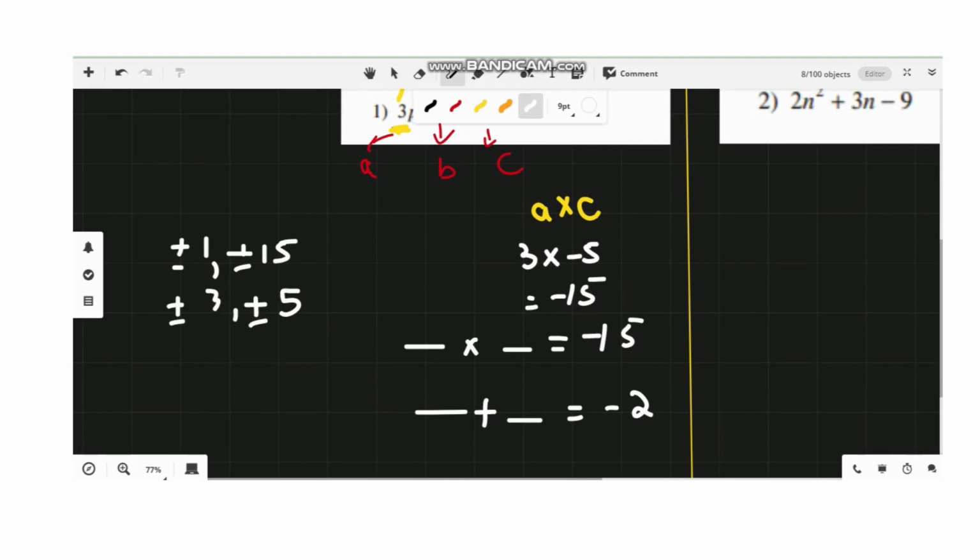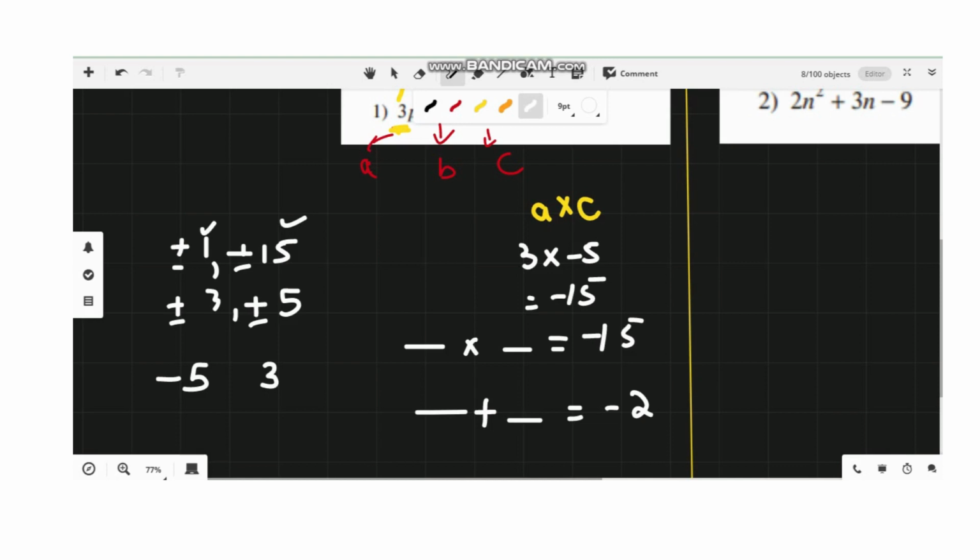So I have to choose from these numbers. If I choose 1 and 15, when I add, that makes 16, and when I subtract, that gives 14, so I can't use this one. If I use 3 and 5, yes, that works. But which sign will I use? It's negative 2 here and negative 15, which means the bigger number would be negative.